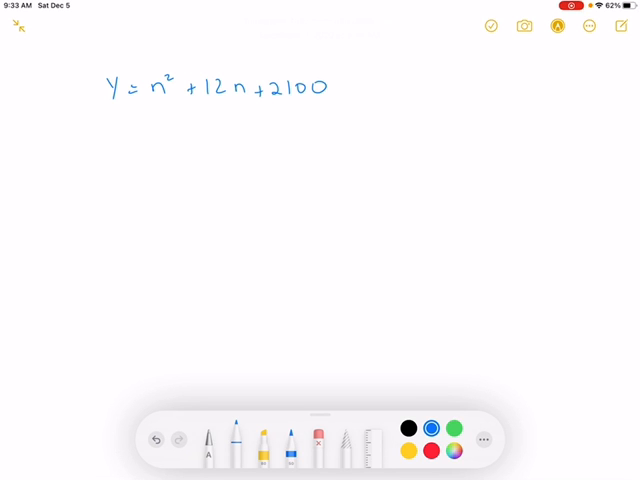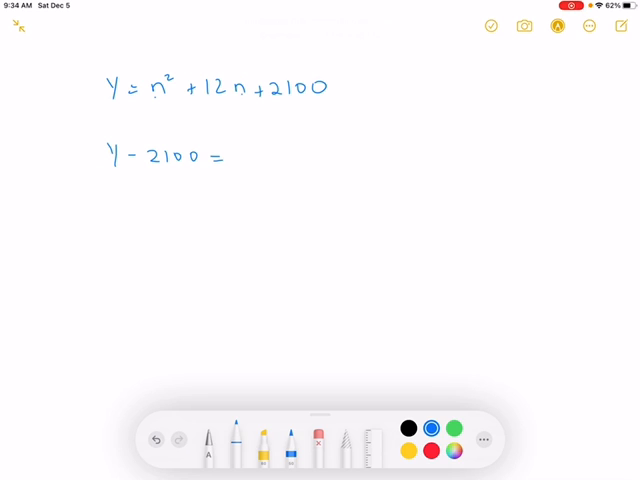And then in order for you guys to find the inverse, in other words, you have to solve for the other variable, okay? You have to solve for n. And it says hint, use completing the square. So let's go ahead and get through that. First, I'm going to move the 2100 to the left side.